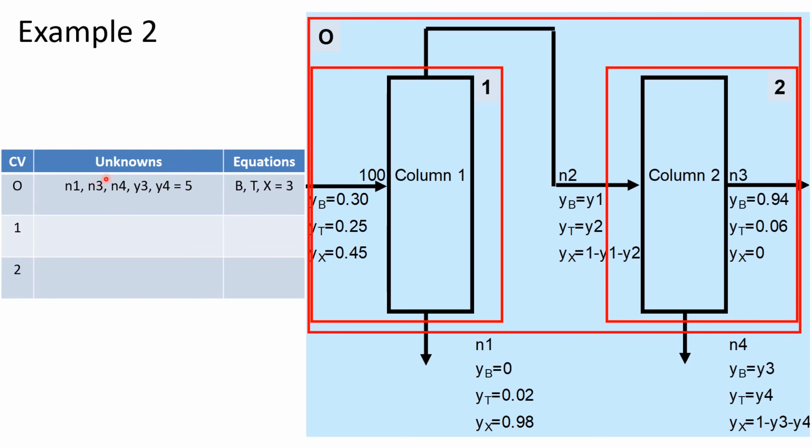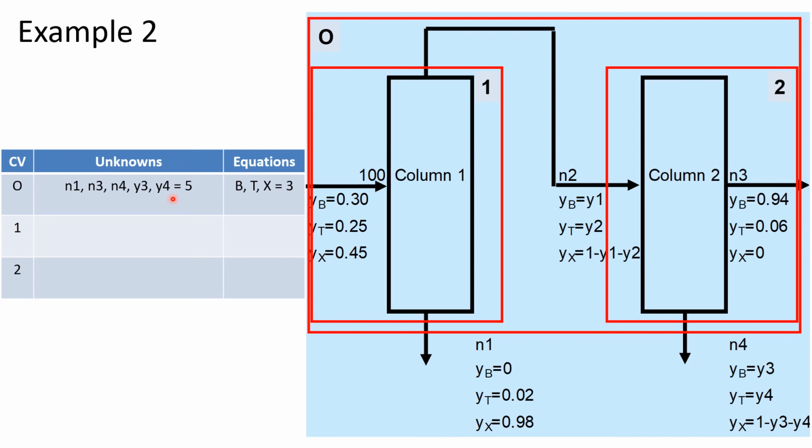Let's look at the overall control volume here. Inside this giant square drawn around the whole process, if we look at the streams, there are 5 unknowns. We have N1, N3, and N4. We don't include N2 because N2 is a stream that does not cut across the control volume. We also have Y3 and Y4. Y1 and Y2 are not in this list because they're associated with a stream that's contained entirely within the overall control volume.